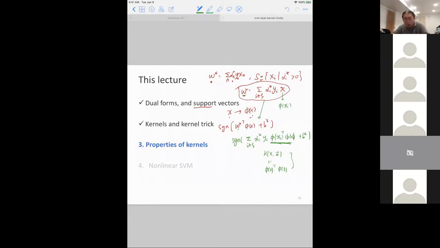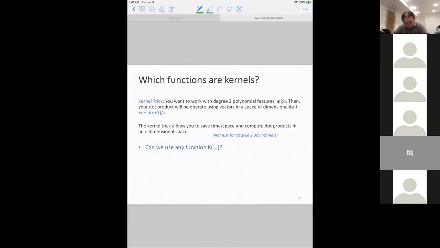Now we want to look at the properties of kernels. Right? What kind of functions are kernels? Can any function of two inputs be viewed as a kernel function, a valid kernel function? And the answer is no. So let us just repeat the benefit of the kernel trick from our example seen in the last lecture. So you want to work with degree 2 polynomial features.